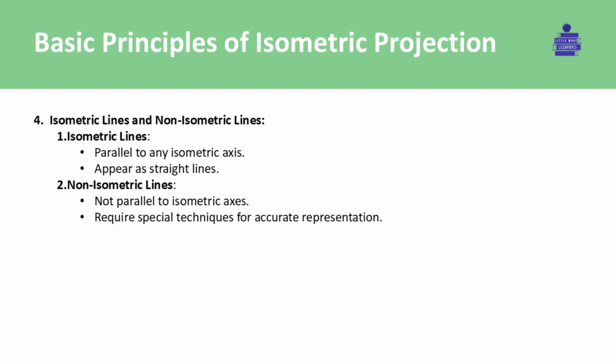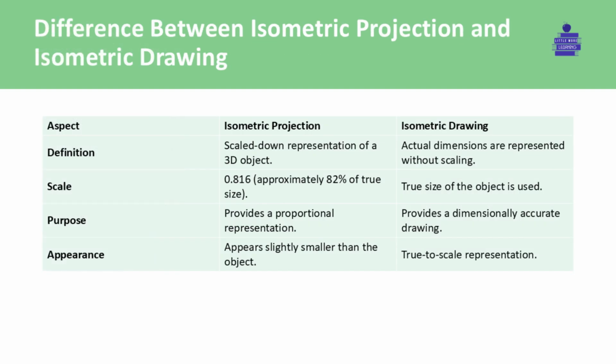Non-isometric lines are trickier. These are lines that don't align with our axes, like a diagonal across a face or a slanted edge. These require special attention and techniques to draw correctly. Understanding the difference between these two types of lines is crucial for creating accurate isometric drawings, especially when dealing with complex objects. Here's an important distinction that often confuses students: isometric projection versus isometric drawing.